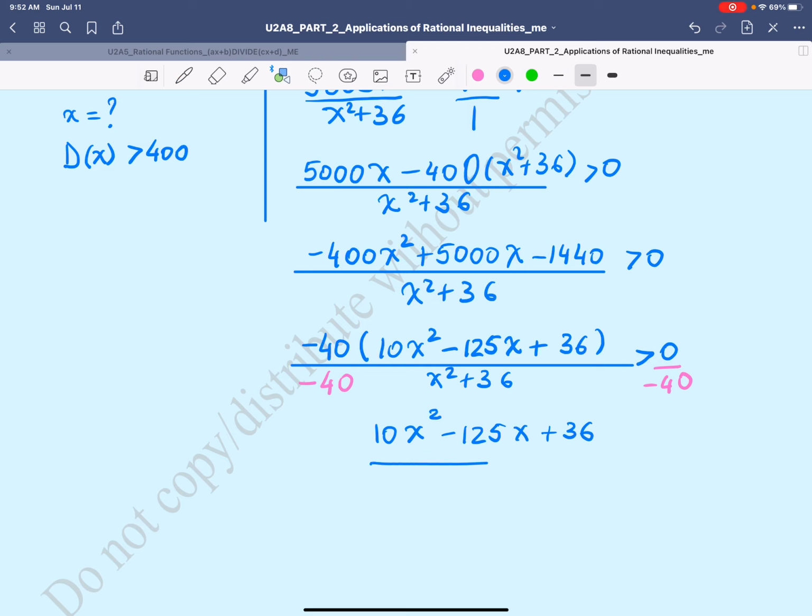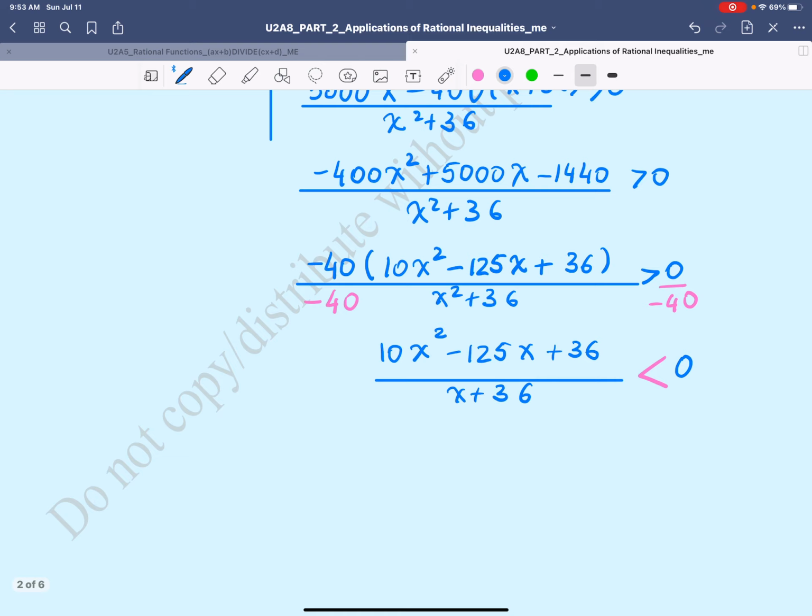And down here we have x squared plus 36. One other change that happens when we divide by a negative is the direction of the inequality, which will now switch to less than 0. Now, we'll check and see if we can factor the numerator. The coefficients seem a little large, and by looking at it, it's not going to be a perfect square trinomial. We can go for the quadratic formula. It can be easier and faster sometimes.